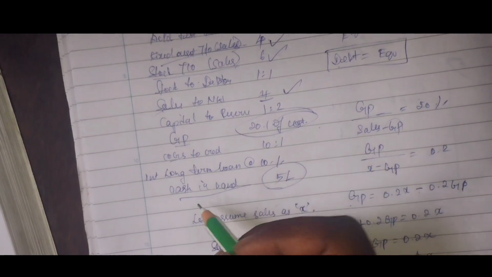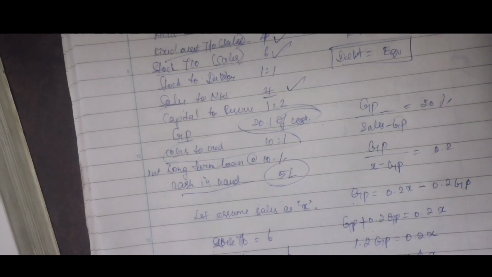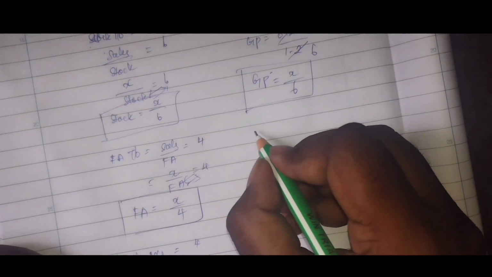And here we have a cost of goods sold to creditors. With the help of the gross profit and sales, we can find cost of goods sold.